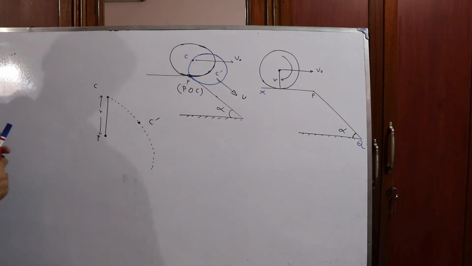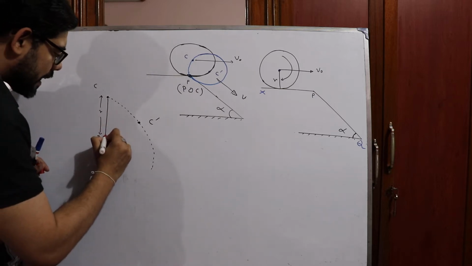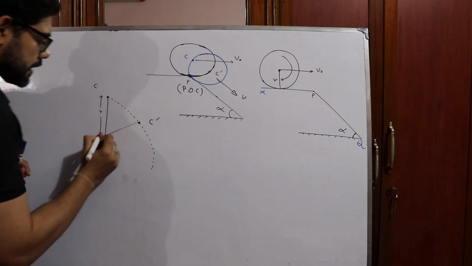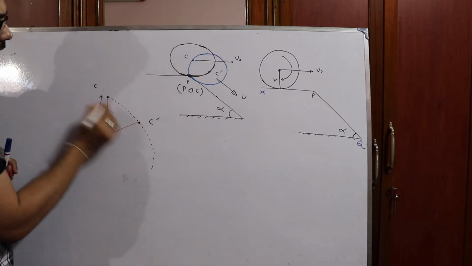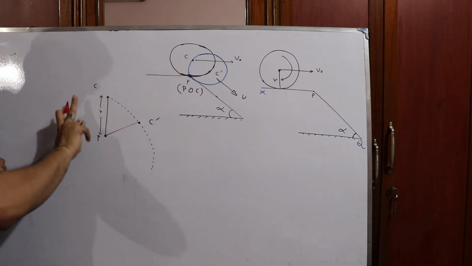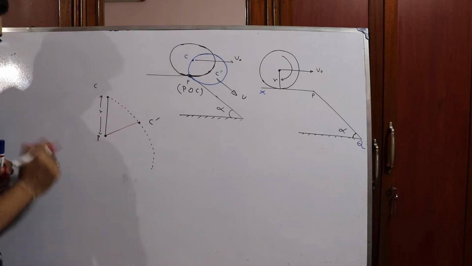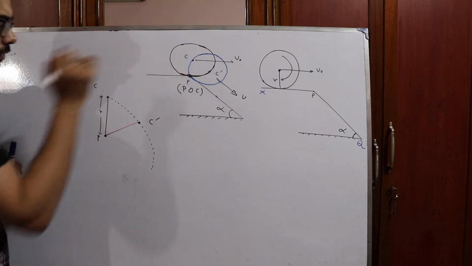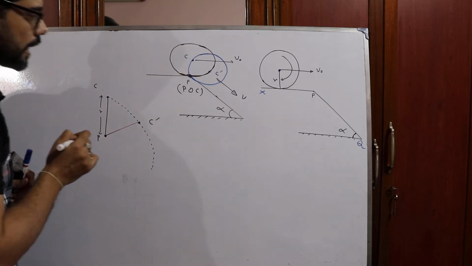Okay. So what can I say about C dash? That this is also at distance R. See, P to C dash is the radius of the circle, and this is the circle in which the center of mass is rotating. P, which is the point of contact of the cylinder, is the center of this circle.